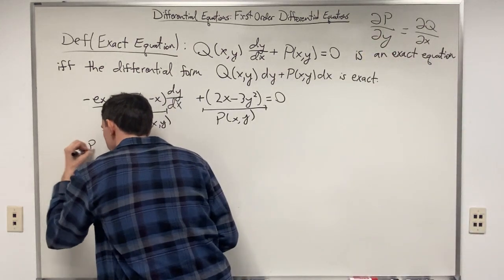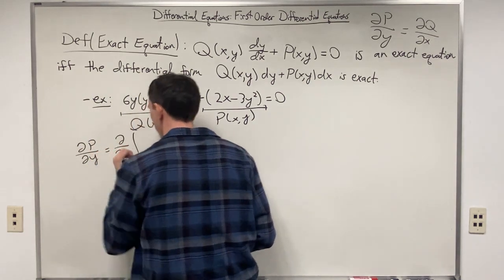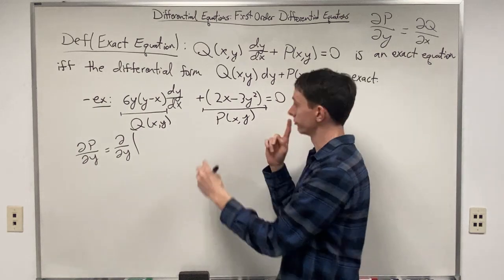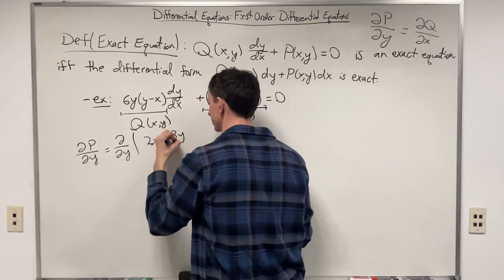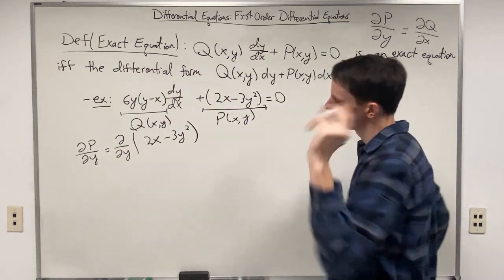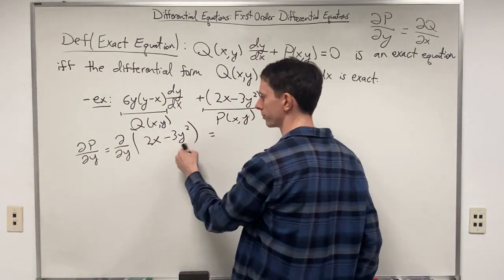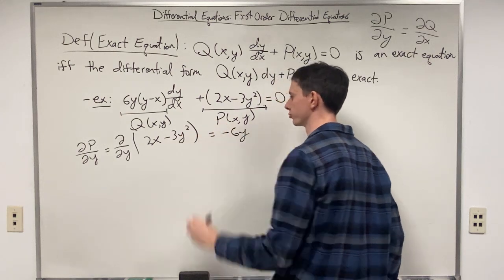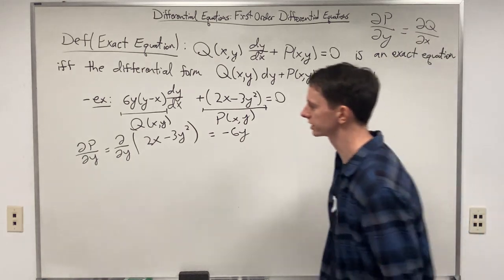So partial p partial y is just the derivative with respect to y of this quantity right here. So it's going to be 2x minus 3y squared. And if we differentiate this, the first part is going to go to 0, and the second part is going to equal negative 6y. Okay, partial p partial y is minus 6y.